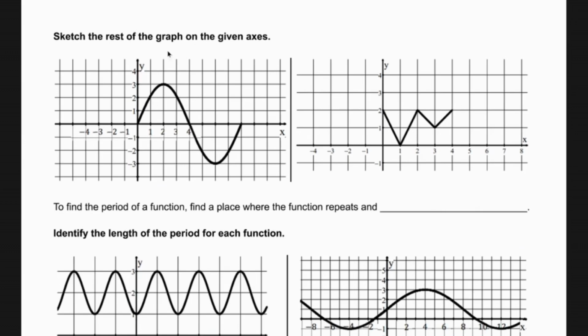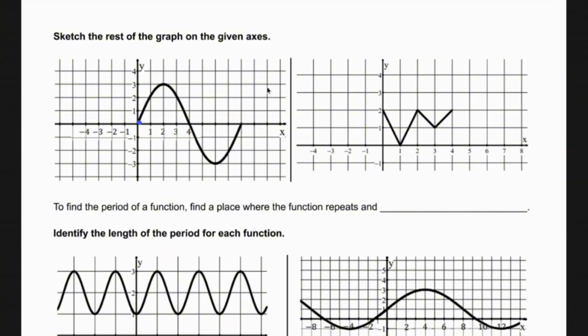So what I like to do when I'm being asked to sketch this stuff is look for landmarks of my picture. If I start here at 0, 0, 2 units in, I hit my peak. 4 units, I repeat. 6 units in, I hit the bottom. And 8 units in, I do a complete repeat. So my period here would be 8. Okay, my period is 8.